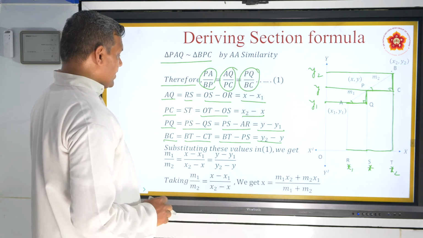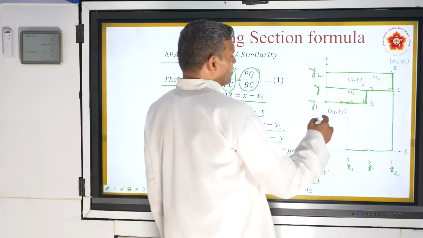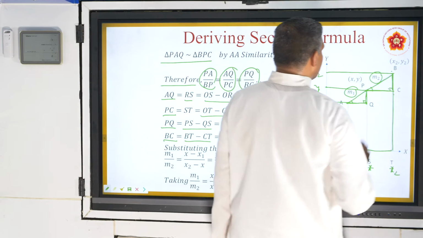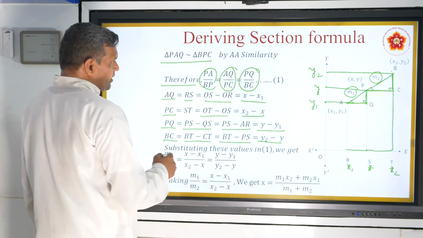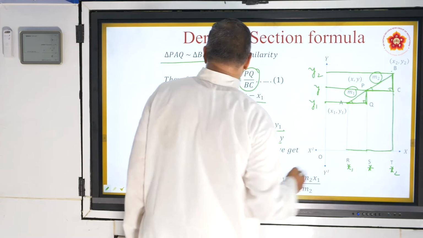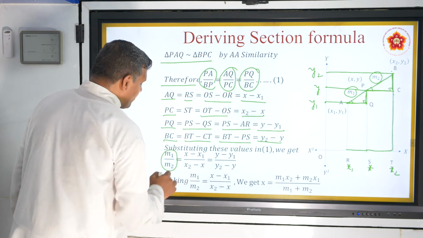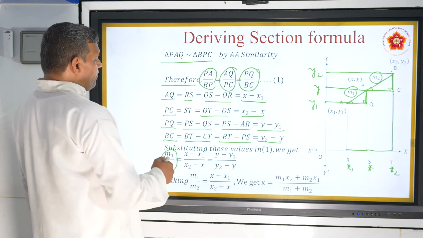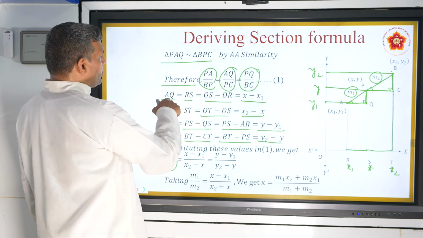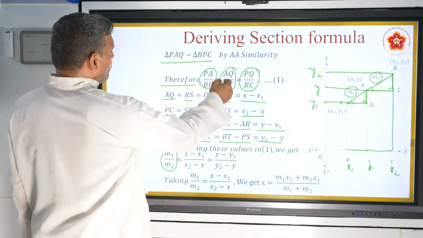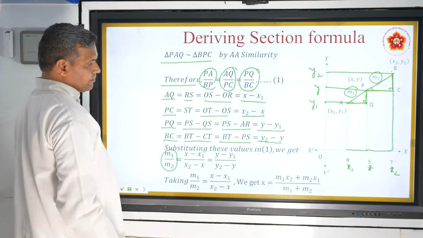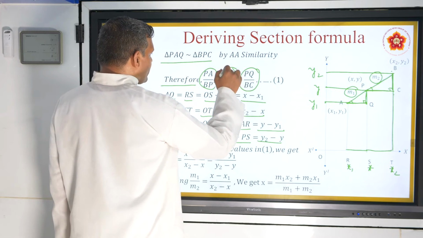Now I have to substitute and simplify. This particular line got divided in which ratio? M1 is to M2. So M1 is to M2 is the ratio, in which this line, that is the hypotenuse, got divided. So this same line is in M1 is to M2 ratio, right? So M1 by M2 is equal to... What am I doing here? Observe x minus x1. What is x minus x1? Look back at AQ. Where you have AQ by PC, what is PC? X2 minus x. So then what did I do? I substituted this particular value here.